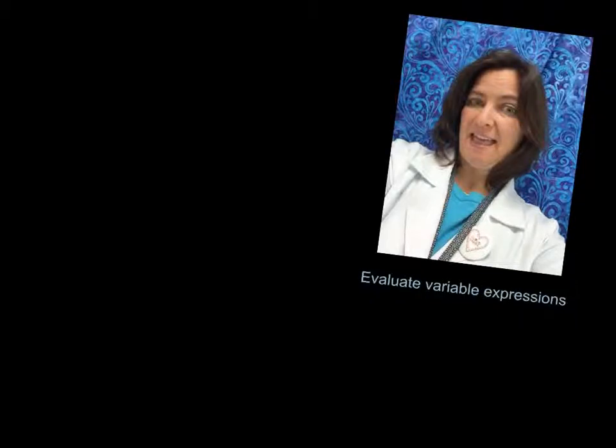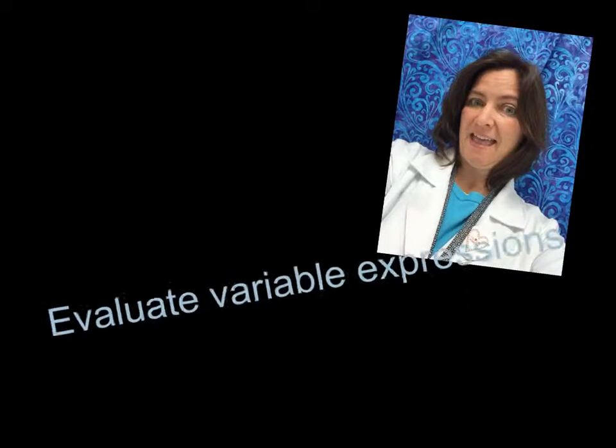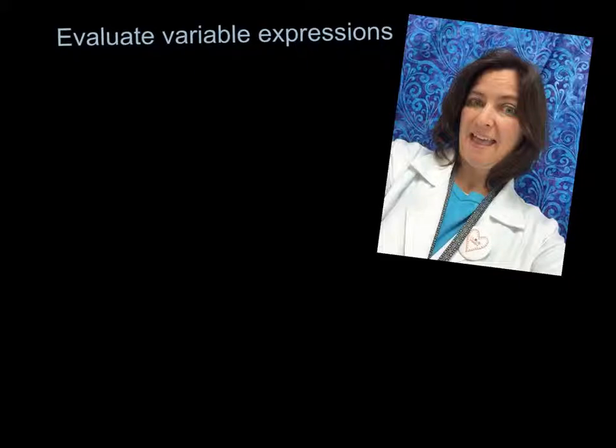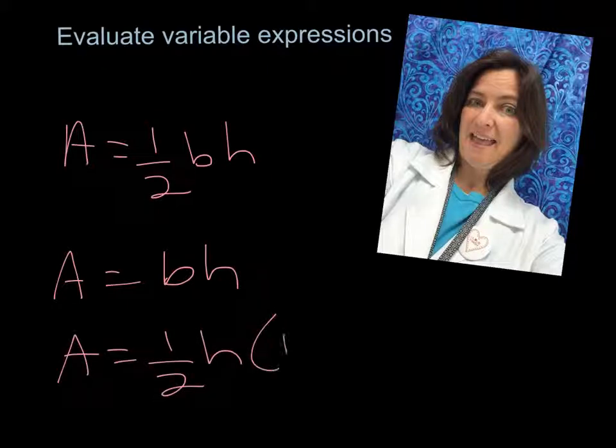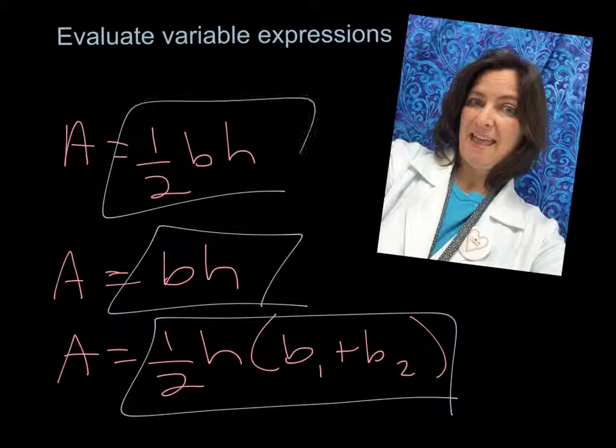All right, so you've talked about simplifying variable expressions. Now let's evaluate variable expressions. Actually, you've already evaluated variable expressions, although they've been equations. Like if you remember, we had things like area equals 1/2 base times height. We had area equals base times height. We've had area equals 1/2 times the height times b1 plus base 2. So those are all formulas, and those formulas had variables in them. On the right-hand side would be our variable expressions, and you've already done that.